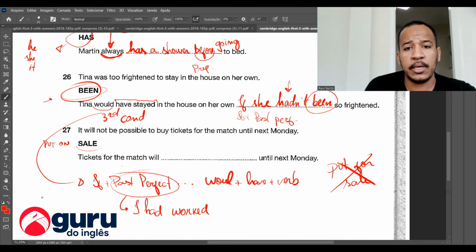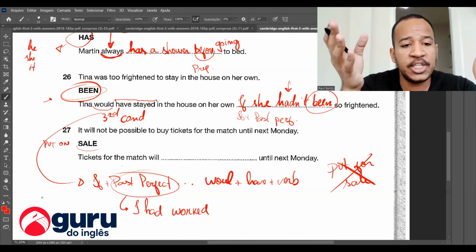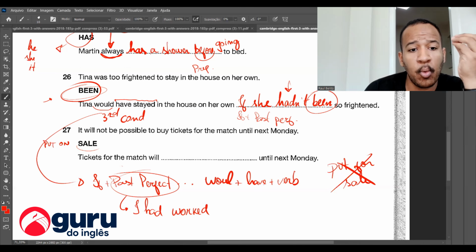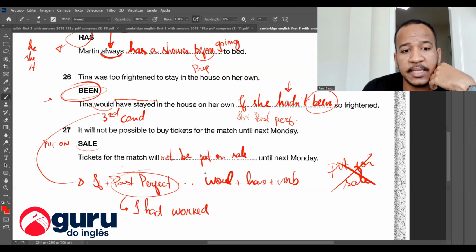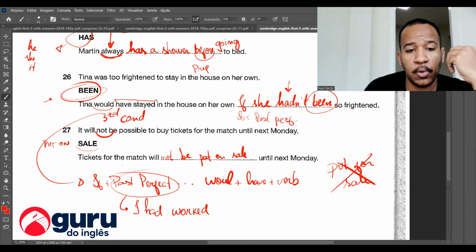What I need to use here is a question that will just demand the knowledge about the vocabulary. It's just that, not so much grammar. So tickets for the match will what? Will not be, okay, but on sale until next Monday. Why? Because it will not be possible. So the tickets will not be put on sale. Okay, very good. So this one was an easy exercise.